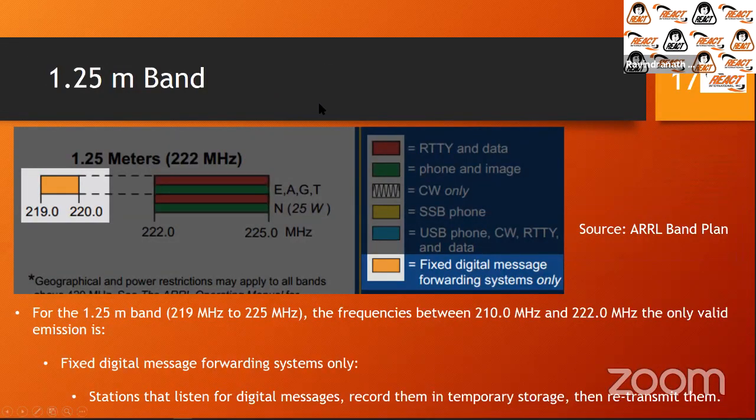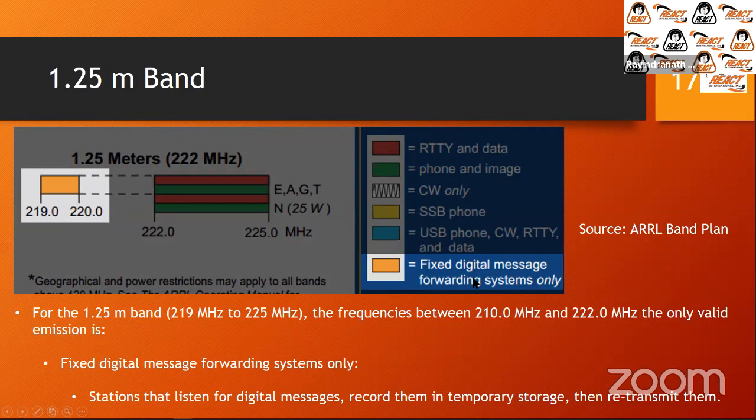Let's just do a couple more quick slides. All right, for your exam, you need to know that for the 1.25 meter band, also called the 219 to 225 megahertz part of the spectrum, from 219 to 220 you can only do fixed digital message forwarding. That is the question in the question pool. The 1.25 meter band extends from 219 megahertz to 225 megahertz. You can see that here. This is the spectrum. But from 219 to 220, you can only use fixed digital message forwarding systems only.